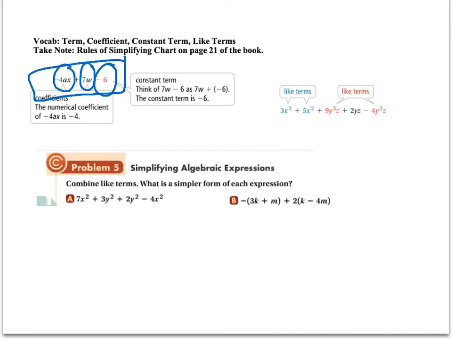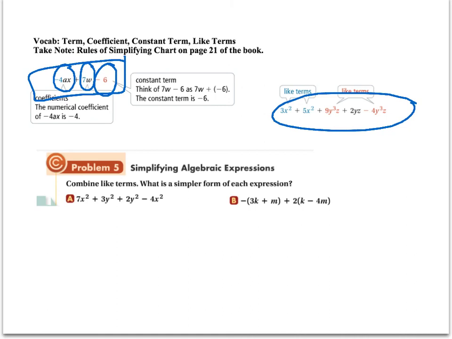A term is a number or a variable or the product of numbers and variables. How many terms do we have in this expression? Ashley? 5. Exactly. And the last thing that we need to do for today is just to simplify these expressions by combining like terms.